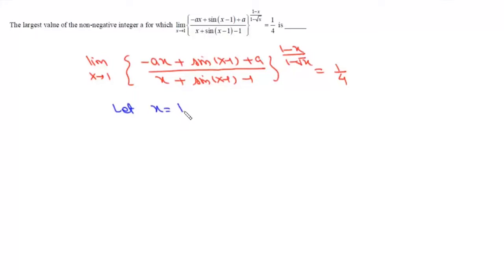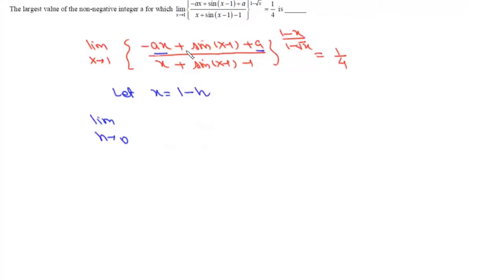We'll put x as 1 minus h. Now we can write this as limit h tends to 0. If we take these two together, we can write this as a into (1 minus x), and 1 minus x is nothing but h. So we can write this as ah. Now this is sin(x minus 1), and x minus 1 will be minus h, and sin(minus h) is minus sin h. So we write this as ah minus sin h.